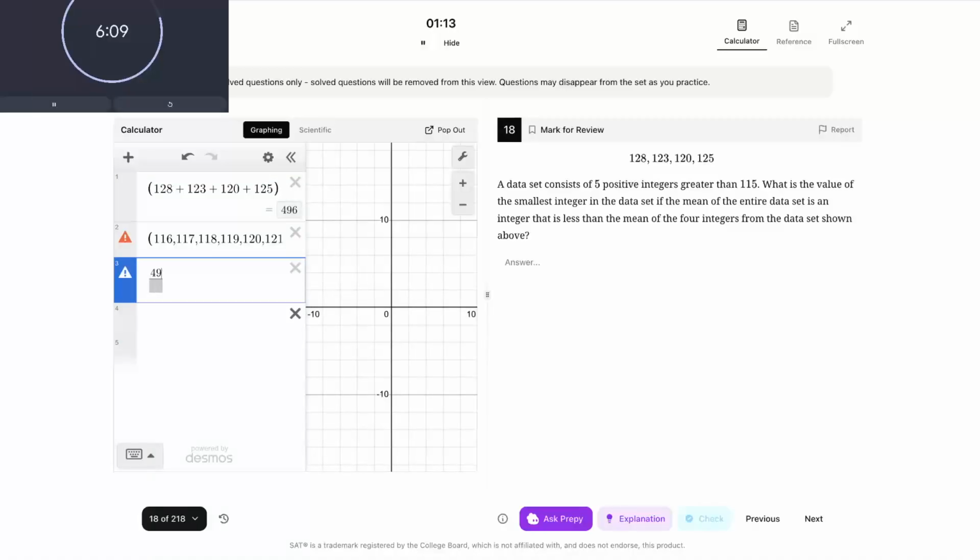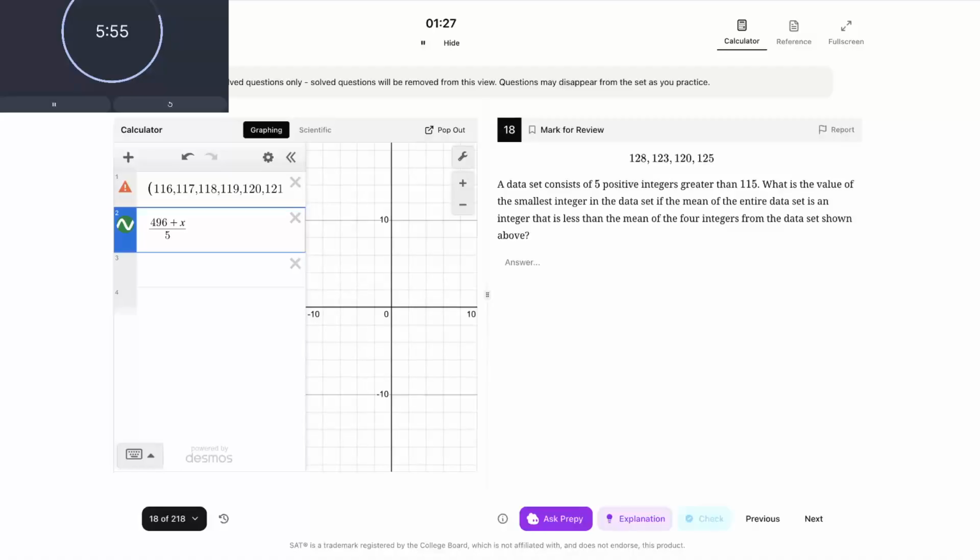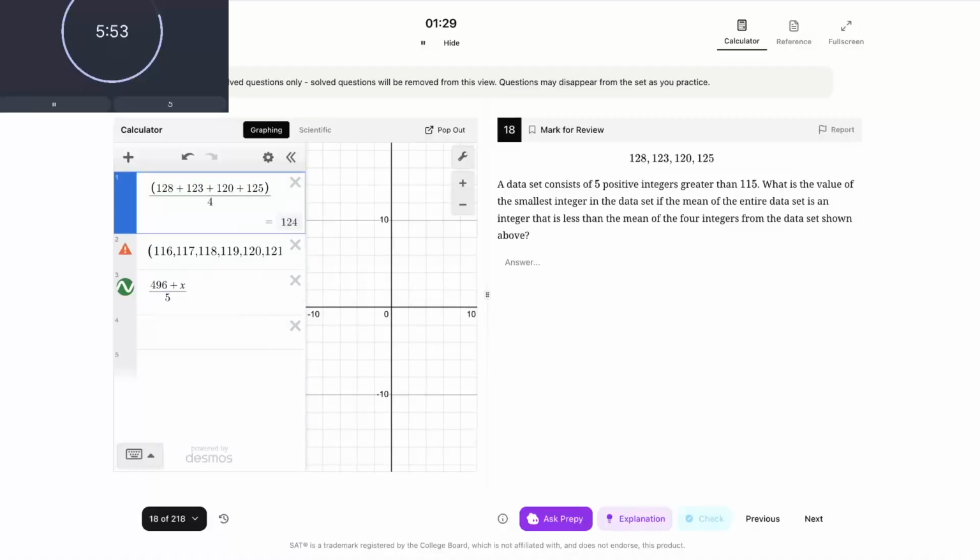So 496 plus x will equal 5 times the mean, and we need a value here that is greater than this, but does not exceed 124, and the mean of it is less than the mean of the four integers. So 119 will give you 123. 118 will give you 228, and it has to be an integer. So all these are incorrect, as you can see.